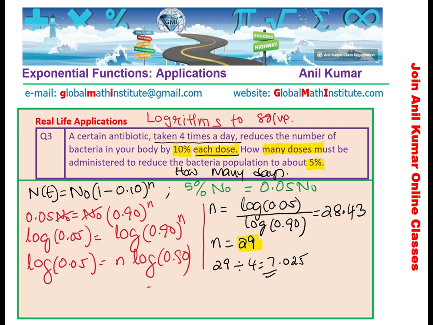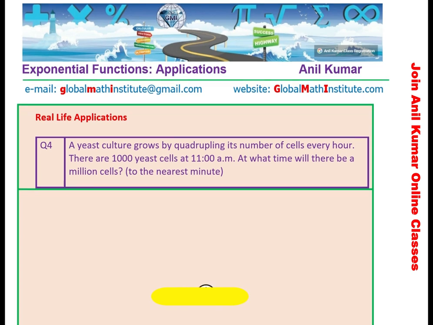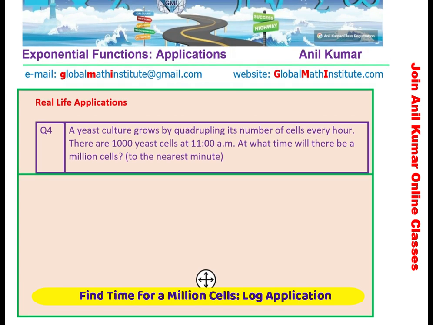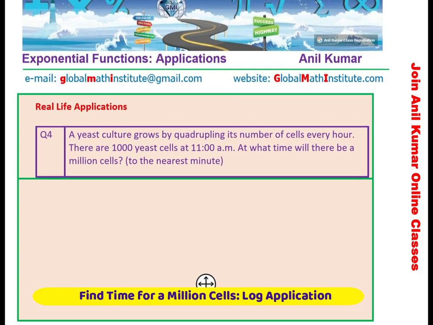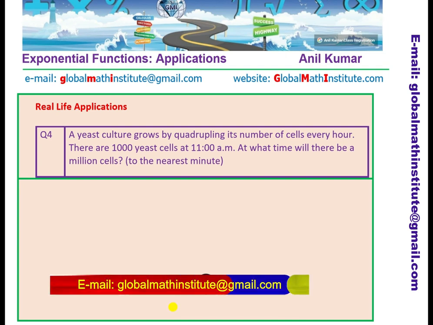Okay, let's move on to the very last question on this series of figuring out some applications based on exponential functions, right? So here is the last question. A yeast culture grows by quadrupling its number of cells every hour. There are 1,000 yeast cells at 11 a.m. At what time will there be a million cells, right? So that is the question for you.